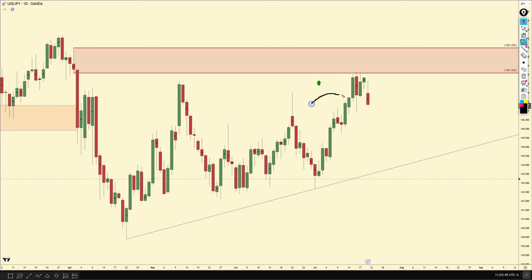If you took a long trade here because you identify the higher time frame trend, but you did not identify the higher time frame supply zone, then you might have taken a loss here or a break-even trade when you should have maybe just been more aggressive with your profit taking.